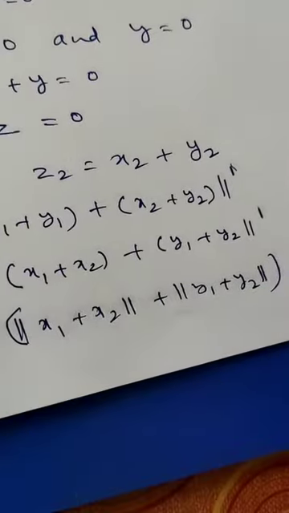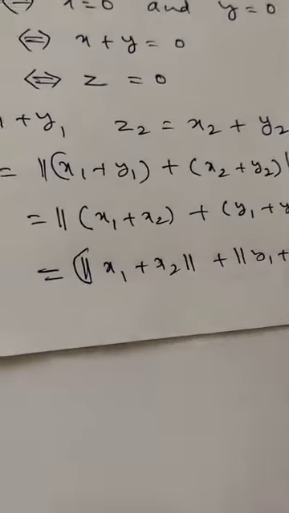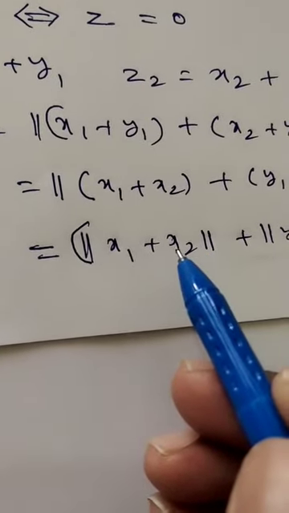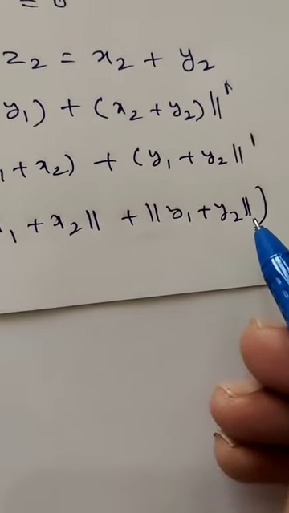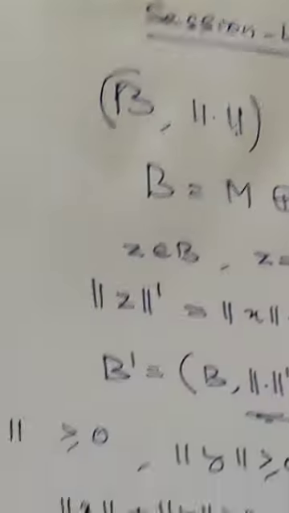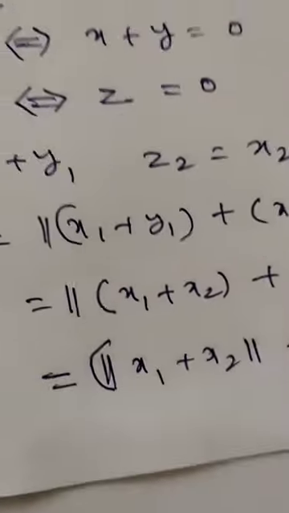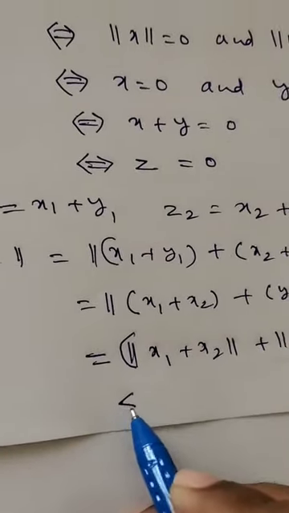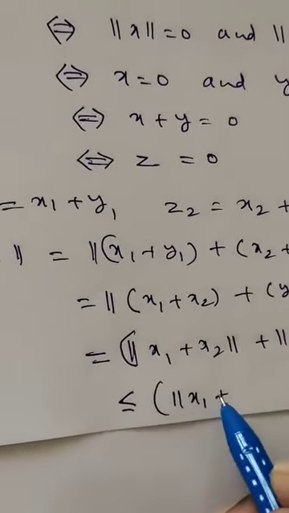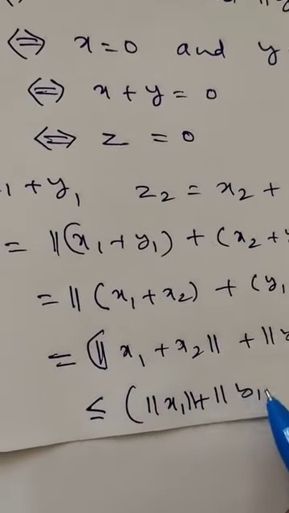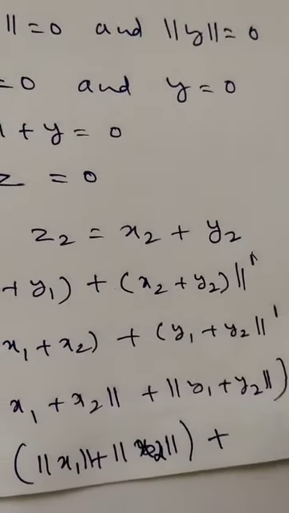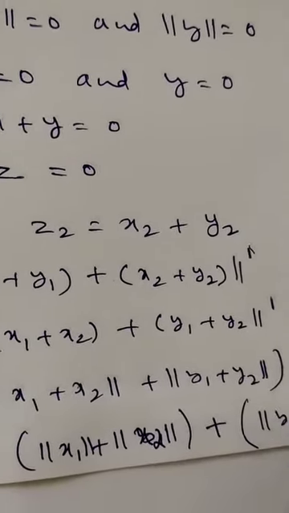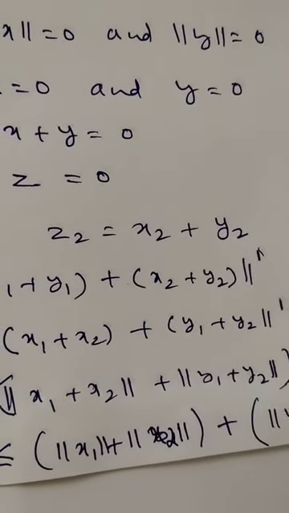Suppose I write a bracket for this. But the norm of x1 plus x2 is less than or equal to the norm of x1 plus the norm of x2, and the norm of y1 plus y2 is less than or equal to the norm of y1 plus the norm of y2, because this is a norm on B. Okay. So this is less than or equal to the norm of x1 plus the norm of x2 plus the norm of y1 plus the norm of y2.